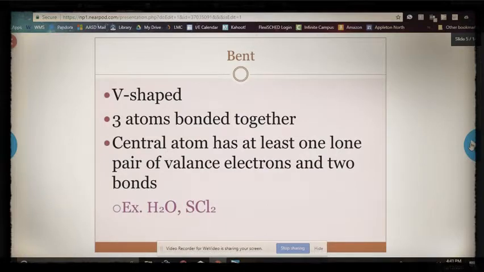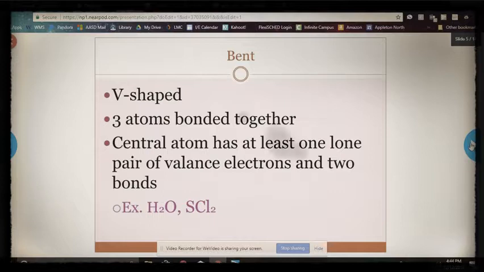Then we have a bent shape. This is another basic shape that we'll be using in class. It's kind of a V shape, in which you have 3 atoms bonded together. Linear can also have 3 atoms bonded together, but the difference here is that the central atom has at least a lone pair of valence electrons, and then it would have the 2 bonds. So water is a V shape. It's not a linear molecule.